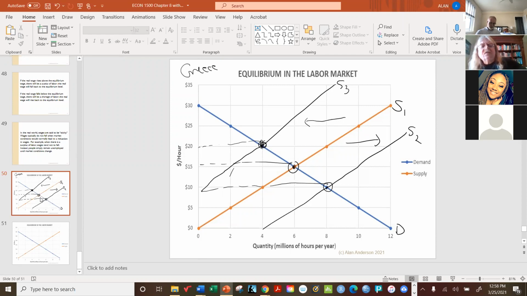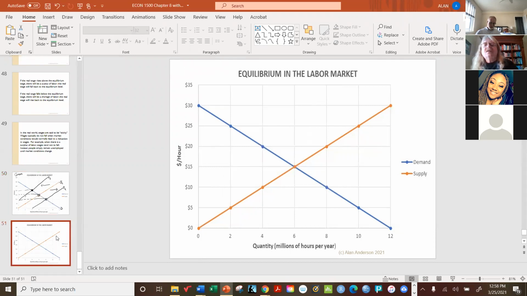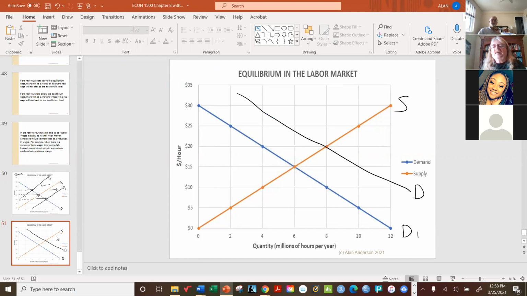Now, on the other hand, here's an interesting case. What could cause the demand for labor to go up? Why would employers suddenly say, you know, we want to hire more workers at every wage? Here's a classic example of that. What if productivity rises? What does that have to do with anything? Why would employers suddenly be so eager to hire workers if their productivity goes up?